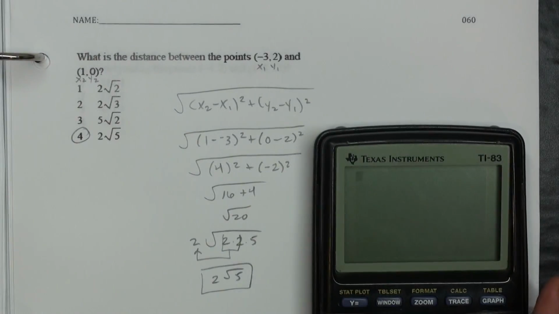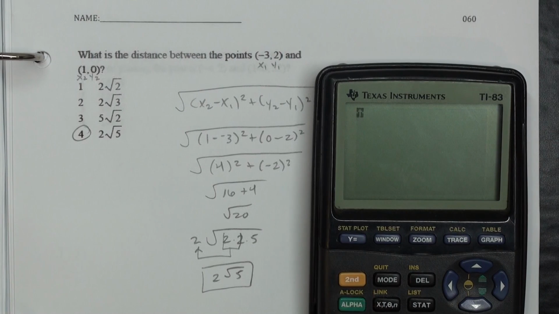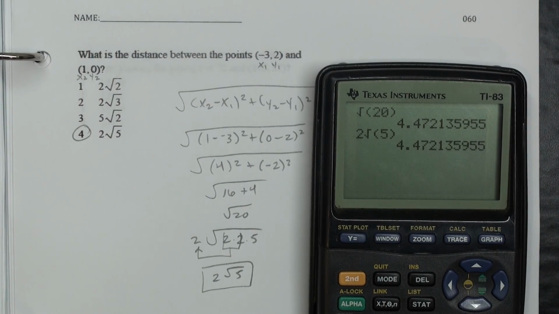Again, let's double check that. Square root of 20, 2 square root of 5, they're the same thing, okay?